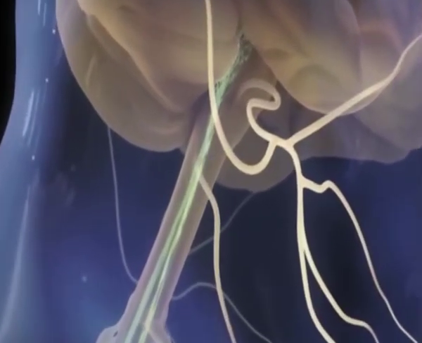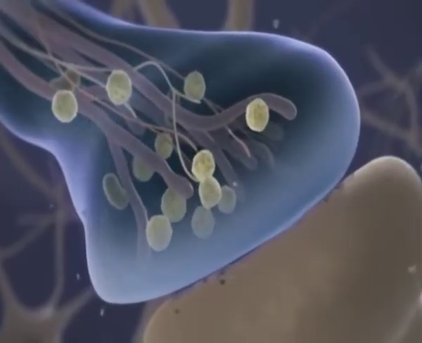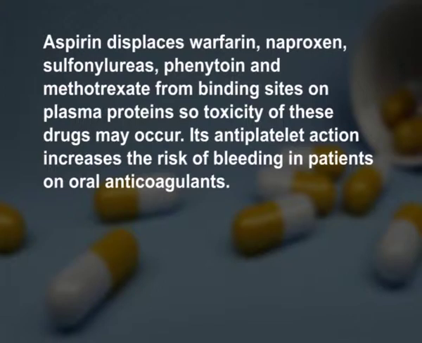This class of analgesics shows various drug-drug interactions. Some of them are as follows. First one, aspirin displaces warfarin, naproxen, sulfonylureas, phenytoin, and methotrexate from binding sites on plasma proteins, so toxicity of these drugs may occur. Its antiplatelet action increases the risk of bleeding in patients on oral anticoagulants.